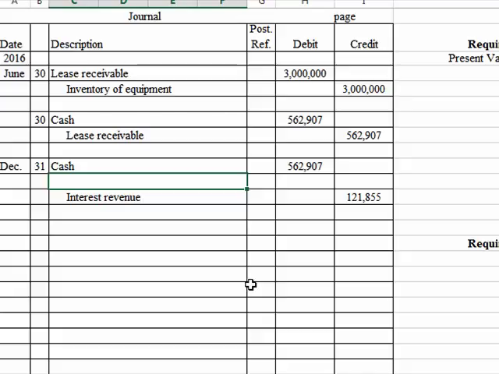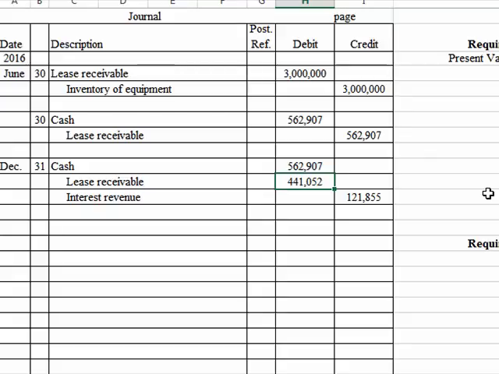And that means that IC Leasing Corporation is going to earn interest revenue of $121,855. So the credit, or the reduction in lease receivable, will be equal to the difference in the payment and the interest revenue. So it's going to be $562,907 minus the interest revenue between June 30th and December 31st, so $441,052.